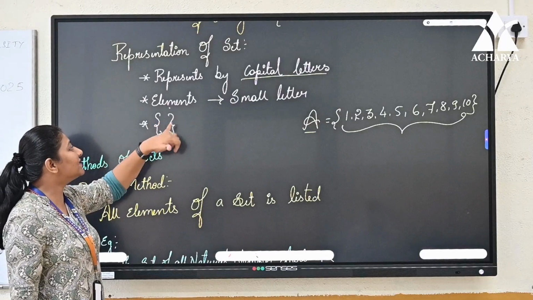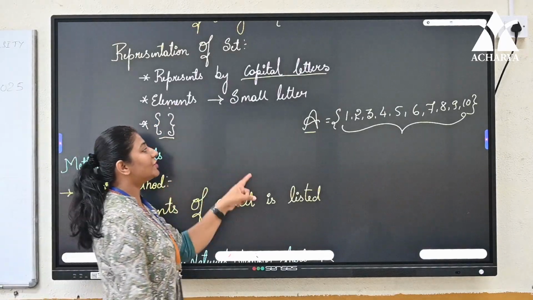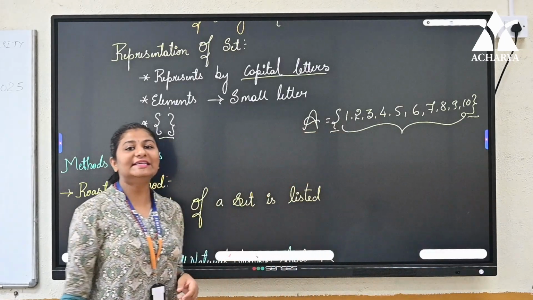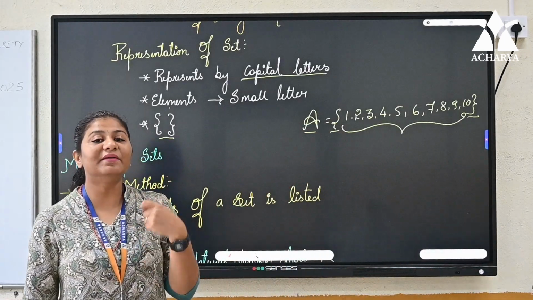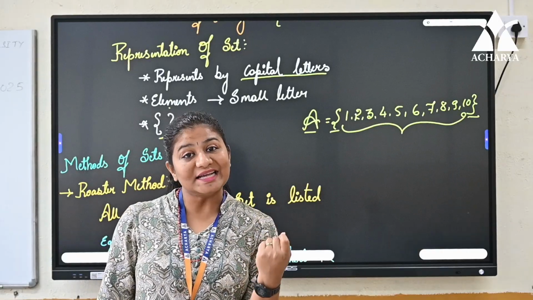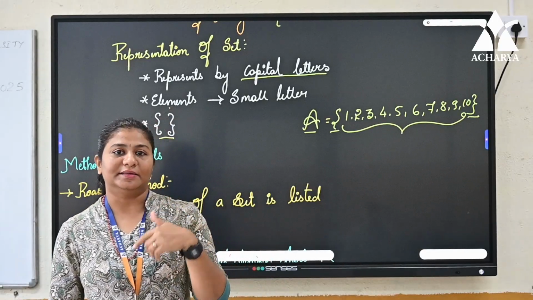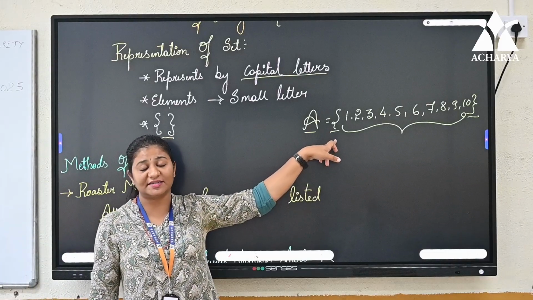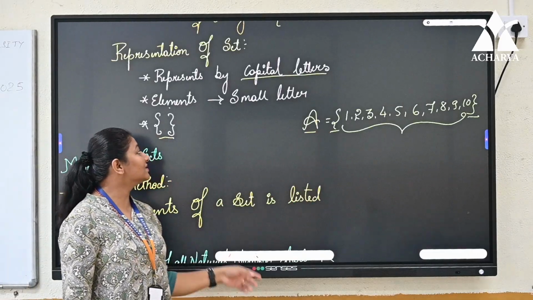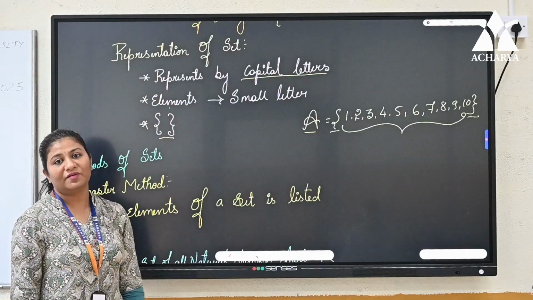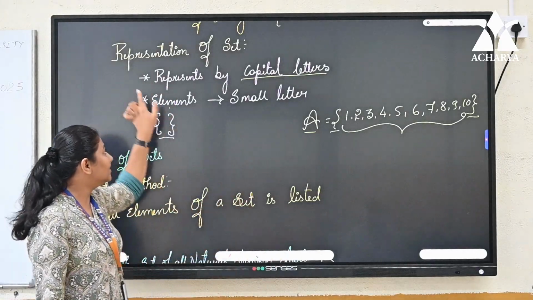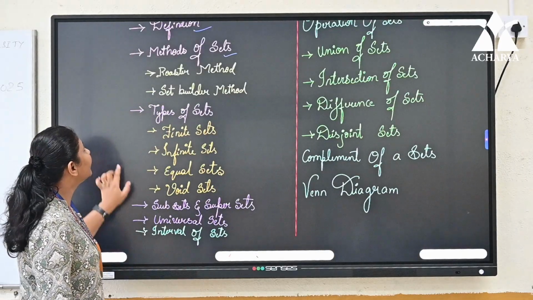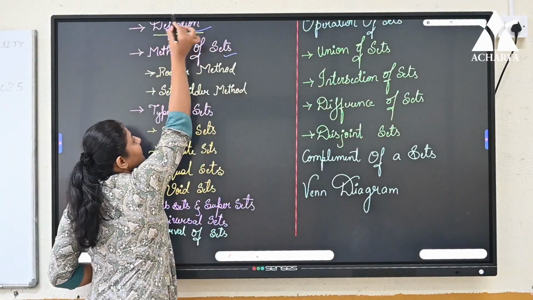Then, when you are representing any kind of set, it should be marked with a flower bracket. Why a flower bracket? Because every time you define the set, we check whether an element belongs to the given set or not. That's why we have to mention the flower bracket. It is very compulsory. This is how you see the representation of a set. So this completes the first topic, the definition of the set.